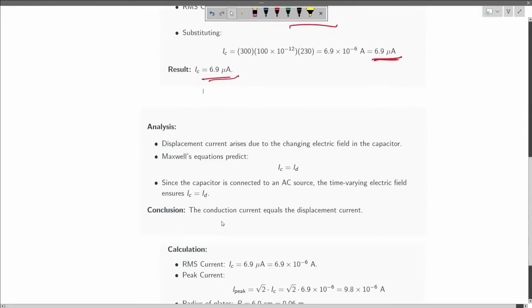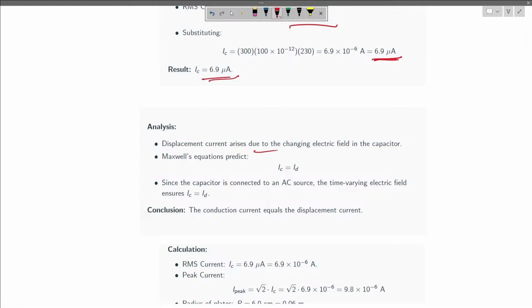Now let's calculate the displacement current. Displacement current arises due to the changing electric field in the capacitor, and Maxwell's equation predicts that conduction current equals displacement current. Since the capacitor is connected to an AC source, the time varying electric field ensures I_C equals I_D. So yes, I_C is equal to I_D here. The conduction current equals the displacement current.